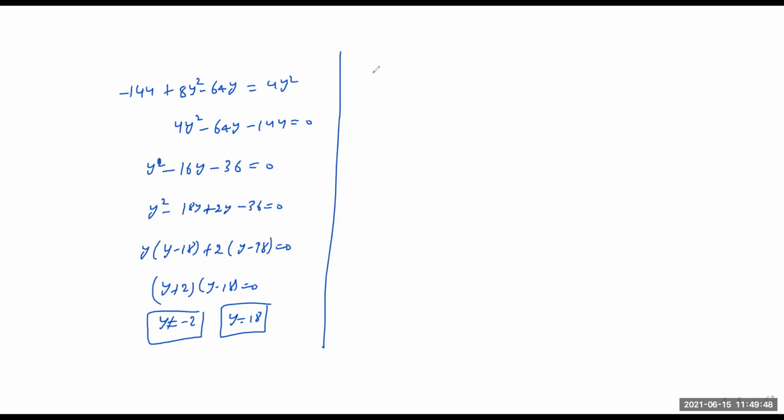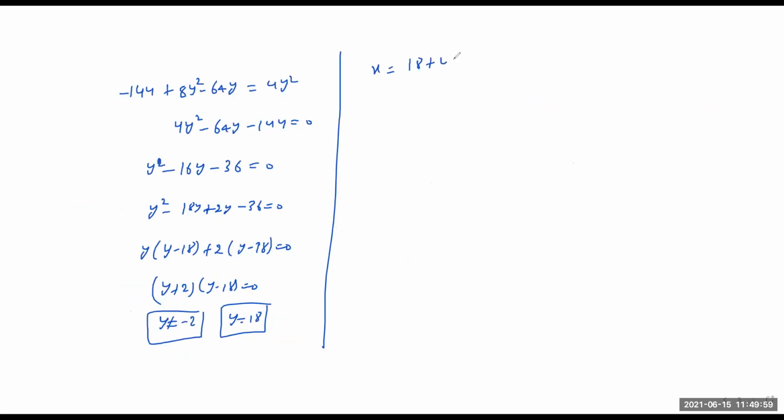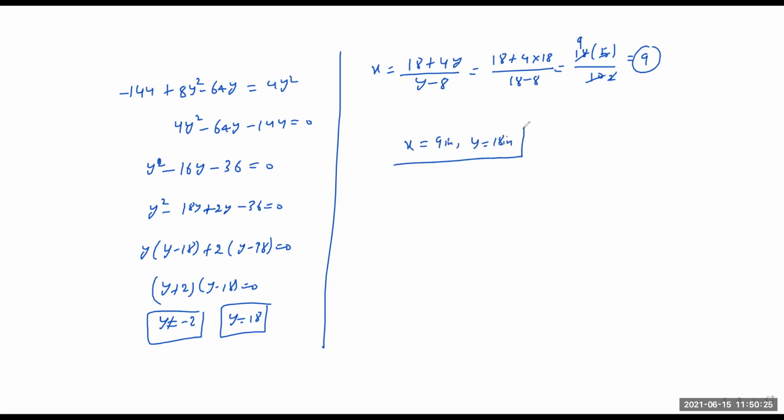And since y is 18, we can say x equals how much? We have the formula for x if you remember. This is the formula for x, which is 18 plus 4y upon y minus 8. So let me substitute 18 plus 4 into 18, upon 18 minus 8. If I take 18 as common, I can get 5 upon 10. So this is 2 and this is 9. So we are getting the perfect answer. So our answers are x is 9 inches and the height is 18 inches. So this is matching the answer.